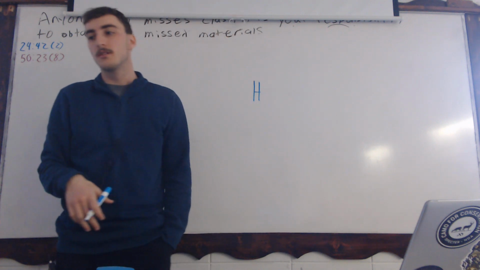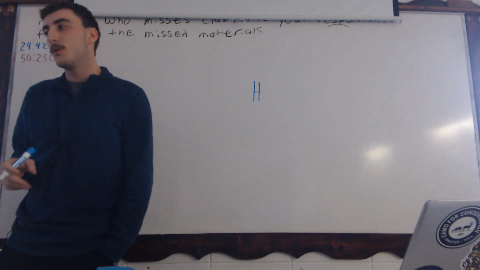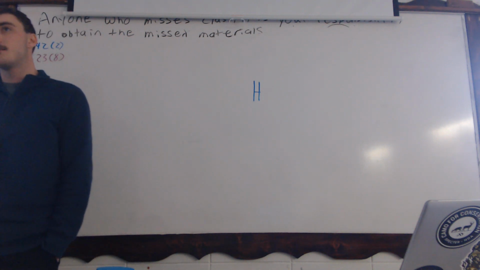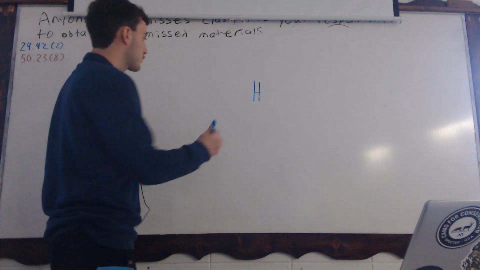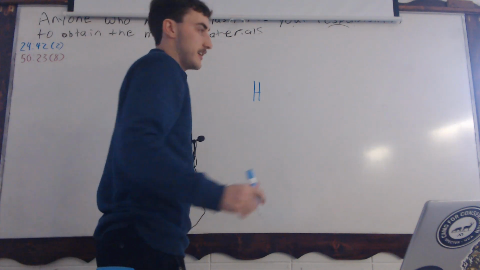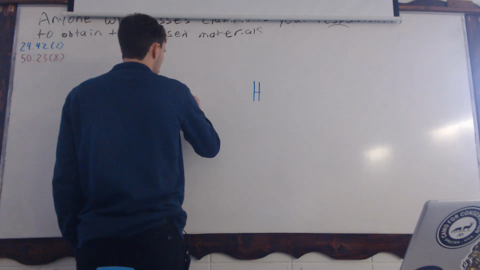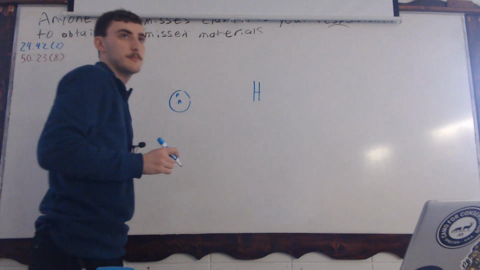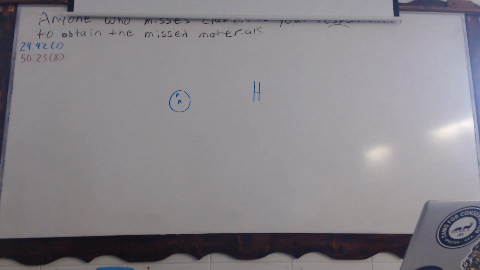What's a nucleus made out of? What's in the nucleus? Protons and neutrons. In the nucleus, so I'm going to draw a nucleus. What's the nucleus? Does anybody know what the nucleus is? Of an atom. It's the center. It's the center of an atom. And what's on the outside? What orbits around the nucleus?